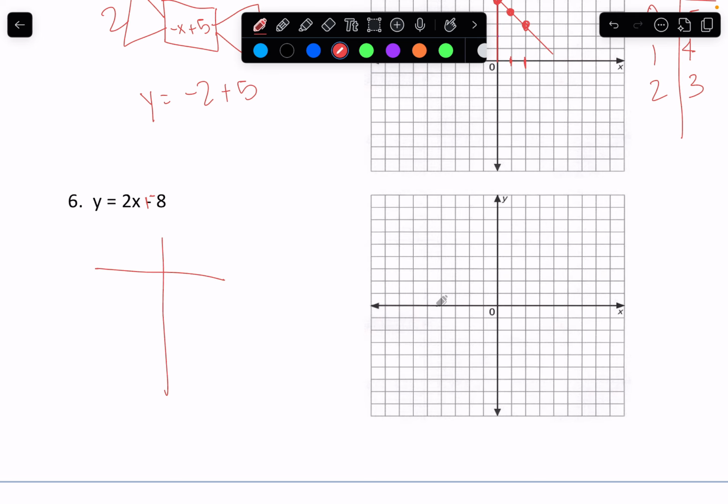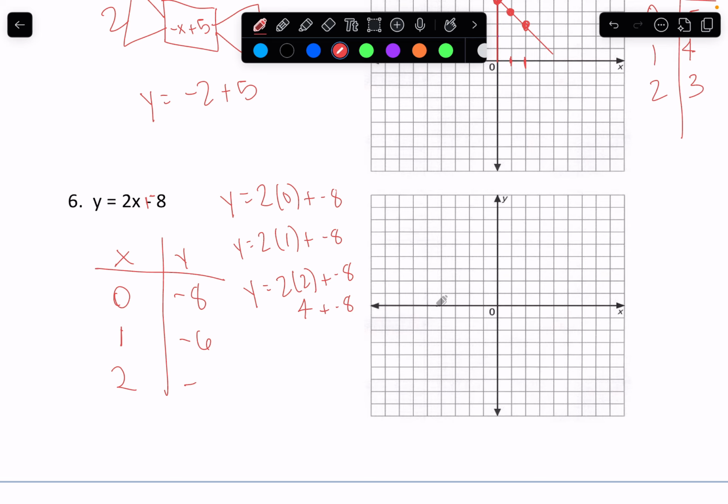And when we put a 0 in for x, we're going to get 2 times 0 plus a negative 8. We get a negative 8. And when I put a 1 in for x, 2 times 1 plus a negative 8, I get a negative 6. And let's keep going. Let's put a number 2. When I put a 2 in for x, that's going to be 4 plus a negative 8. I get a negative 4.